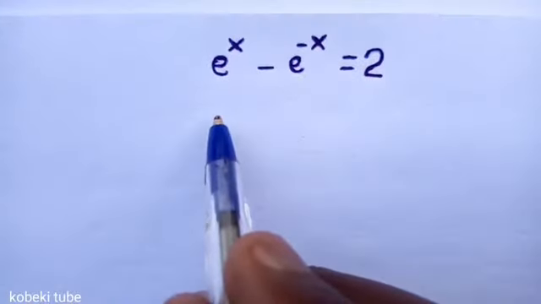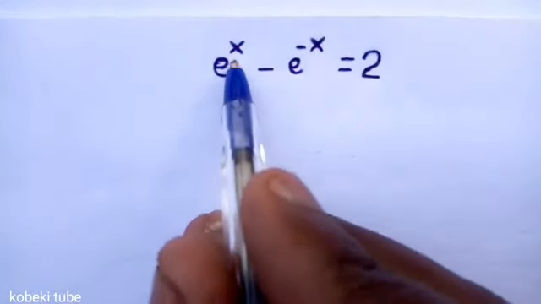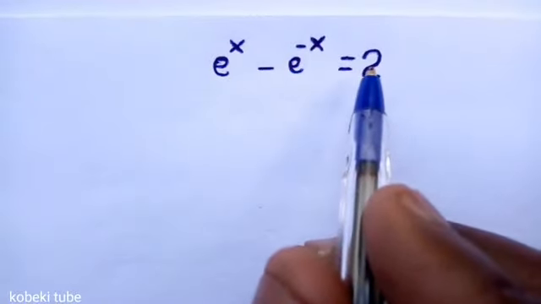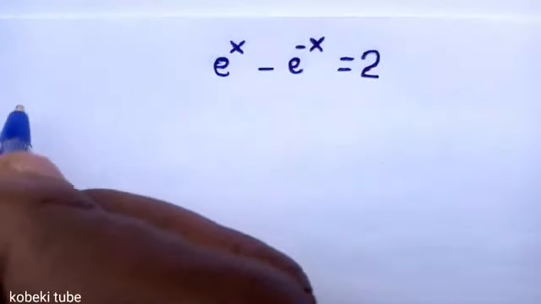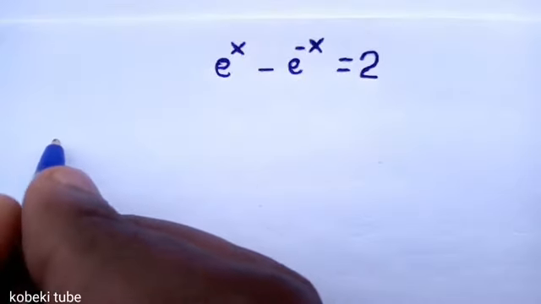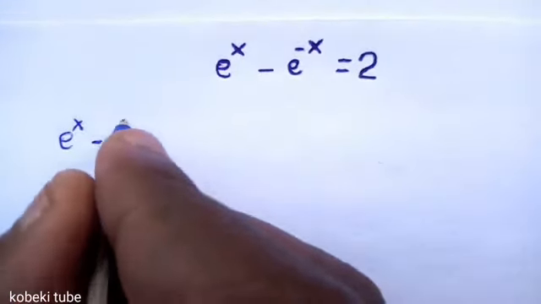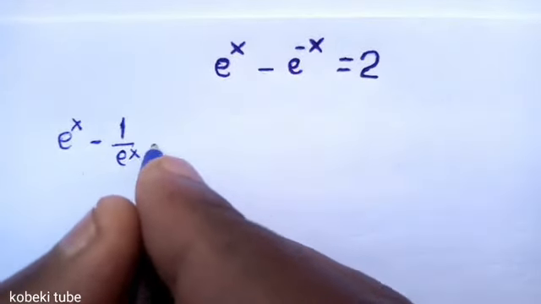Hello everyone, how to solve e to the power of x minus e to the power of minus x equals 2. Now to solve this, e to the power of x minus 1 over e to the power of x equals 2.